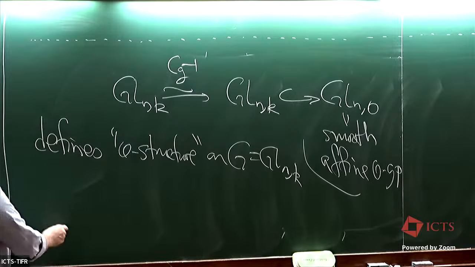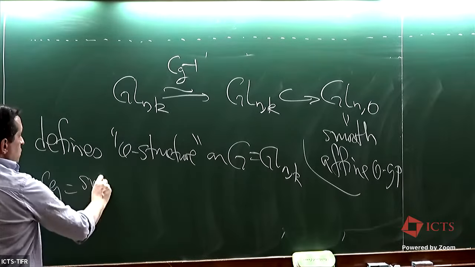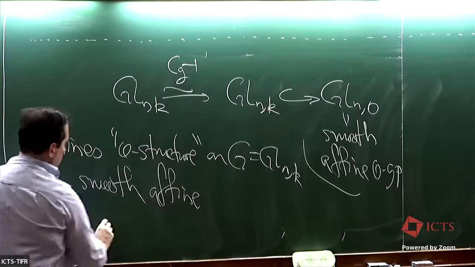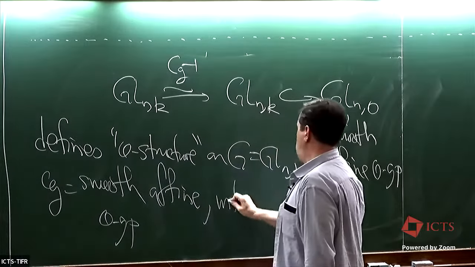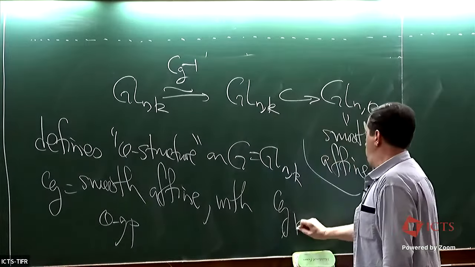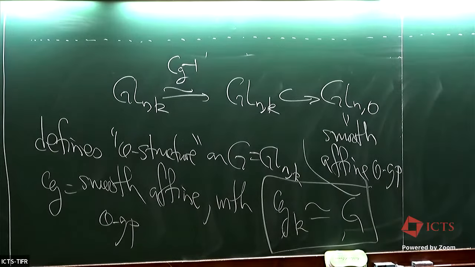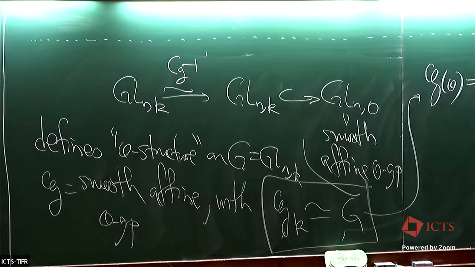And by an O-structure, what I mean is some script G, which is going to be a smooth affine O-group equipped with an isomorphism between its generic fiber and G, in such a way that when I form the integral points of this, I literally get the thing that I started with over here.